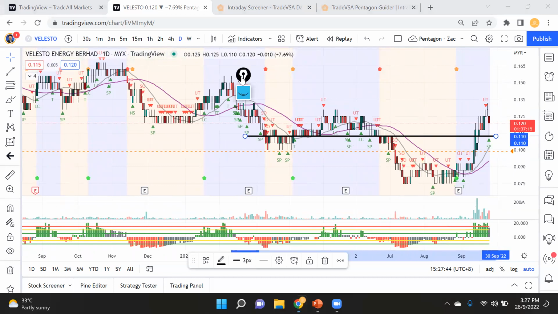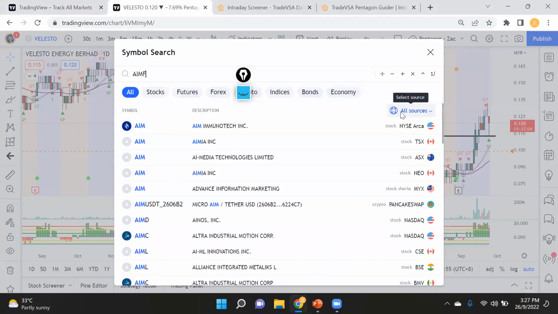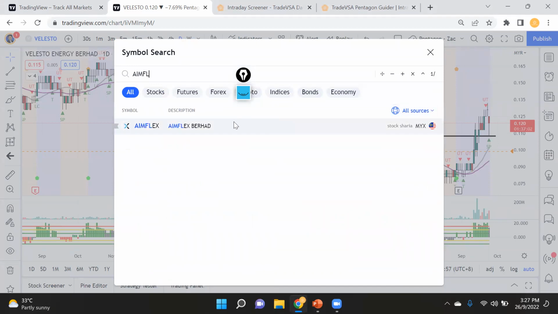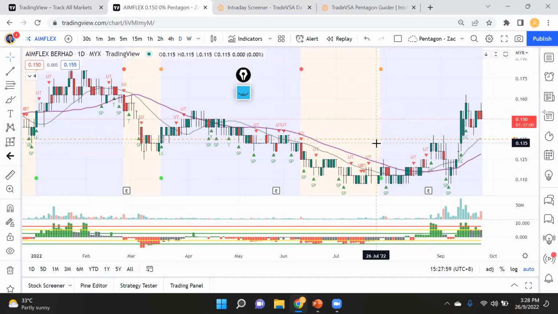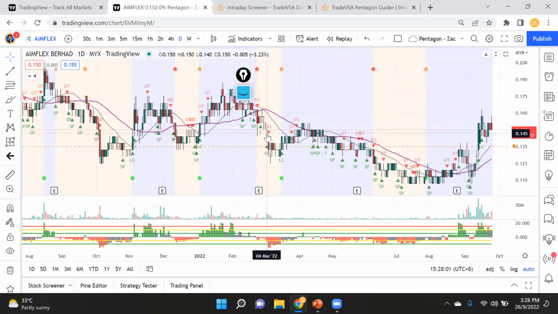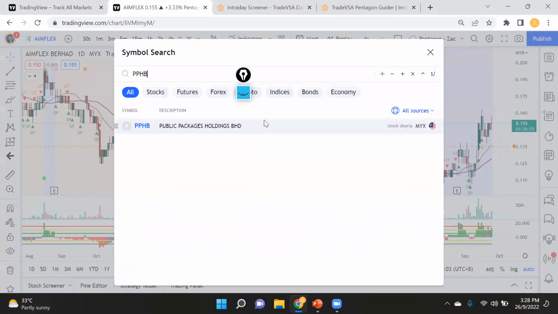Now at the moment for Velesto, I don't see any weaknesses. Today is a spring, but now it's 3:30, right? Hopefully it closes with a spring. If you look into MFlex, so far still holding well. But let's see how it goes. Okay, PPHB.